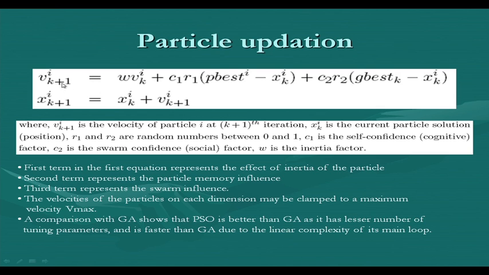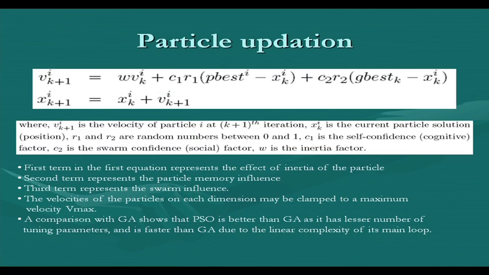Now, once we have computed the velocity, since we are assuming that time is advancing in unit steps, the next position of the particle x_i^(k+1) is given by x_i^k plus v_i^(k+1). The first term in the first equation represents the effect of inertia of the particle, the second term represents the particle memory influence, and the third term represents the swarm influence. In some applications the velocity may become too large at some point of time, so velocities of particles on each dimension may be clamped to a maximum velocity V max.